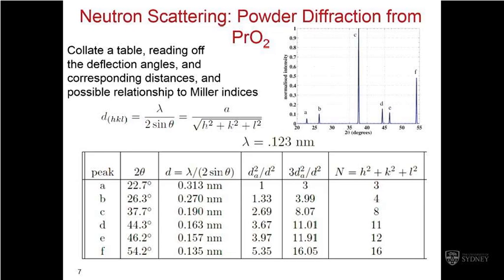And because this is probably the first feature, the lowest angle, what you do here is just divide all of these other distances with respect to the first one. So 0.313 divided by itself is just unity. And the same thing to 0.27, sorry, this one divided by that one, this one divided by that one, and you get some numbers here, okay? What we're trying to do is determine from these numbers the HKL, okay?